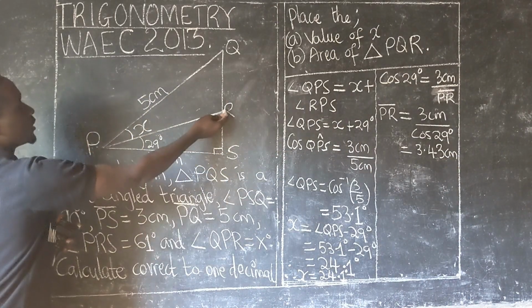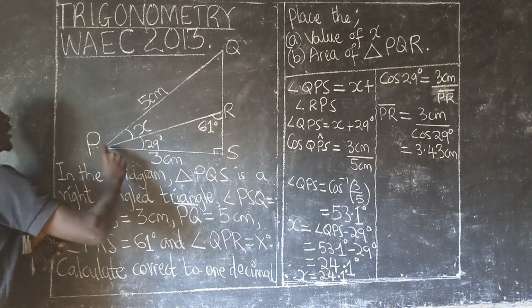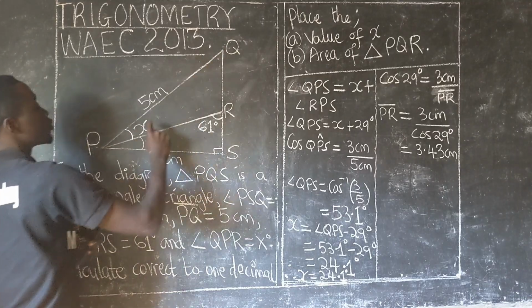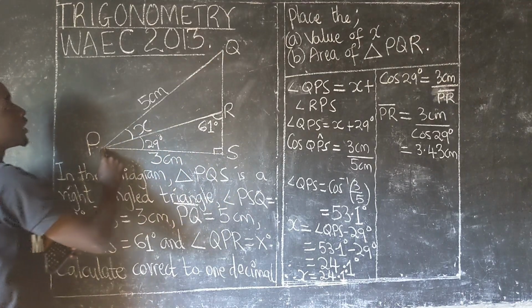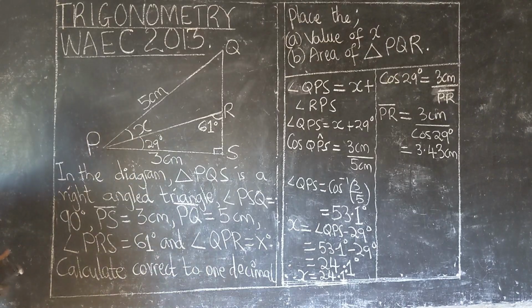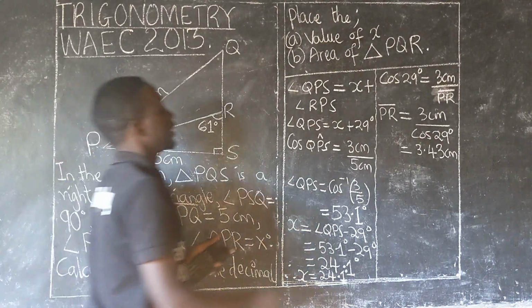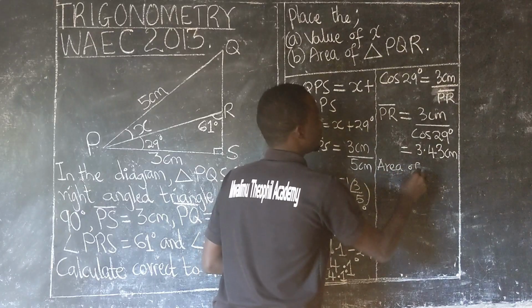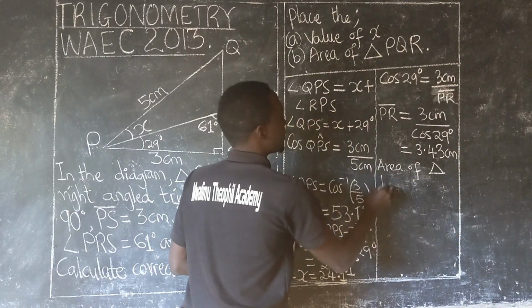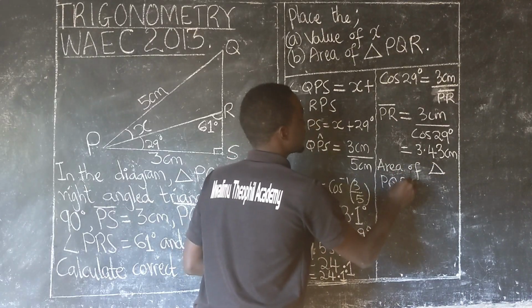So now we have already obtained PR, and we already have PQ. So we may take this x as the included angle. Now we are able to calculate the area of triangle PQR.